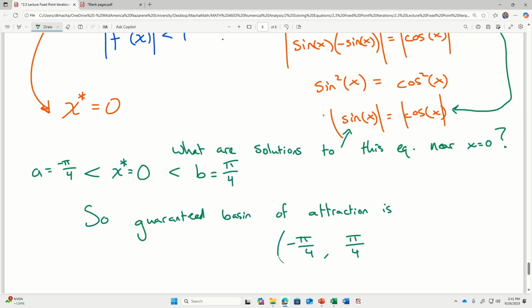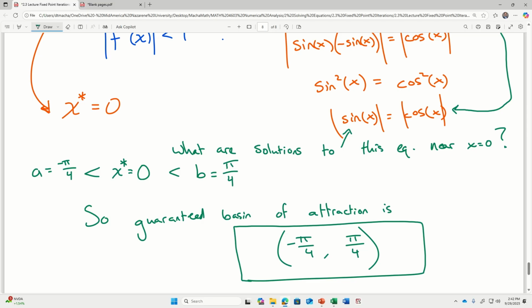If I start my initial iterate of Newton's method in between negative pi over 4 and positive pi over 4, then I expect my Newton method iterations to converge to 0 when it finds a root of the sine function.